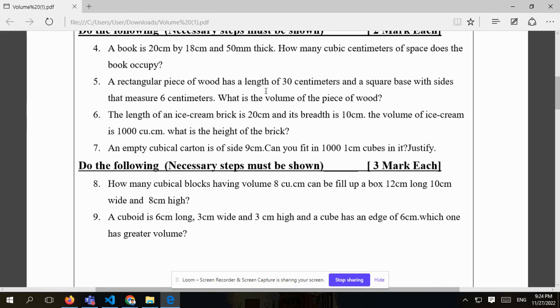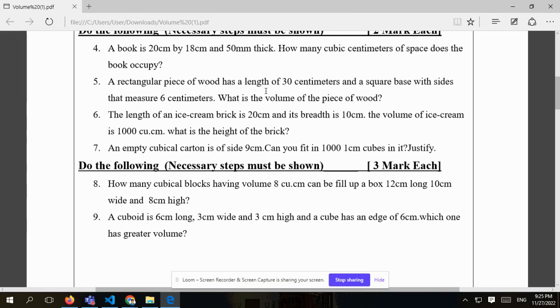What they are saying, there is a rectangular piece like that. But they are saying that the base is square, right? The base is square. That means 6 into 6, which is 36. And 30. Basically, it's not a length, it should be height. They are changing the word, but it's not a problem. It should be height, but it's okay. You got it right. That height is how much? 30 centimeters, right?